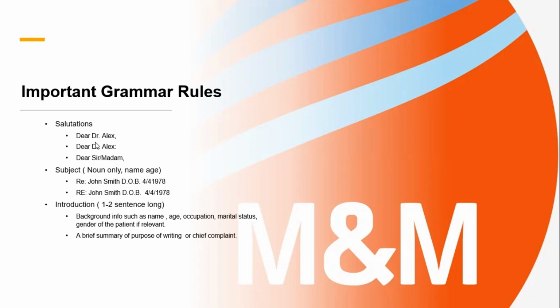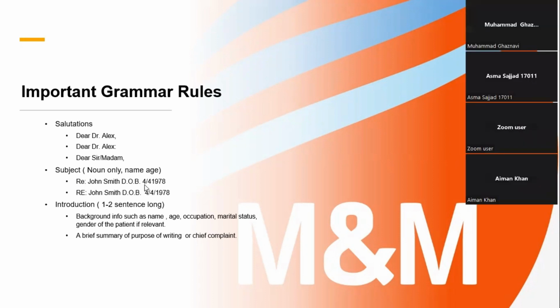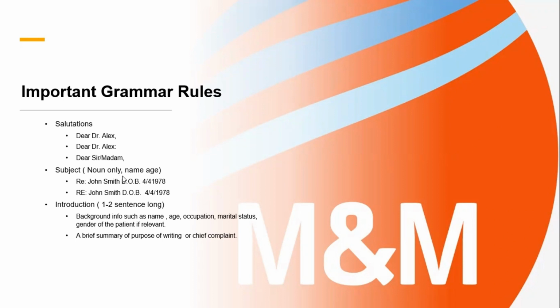salutations. Dear Dr. Alex, or we can put a comma afterward as well. We may miss the comma if you're not writing it with sincerely or faithfully at the end. Then we can see the subject line. We may write down the patient name with title, let's say Mr. or Mrs. can be added with that. And date of birth can also be written over here, right?